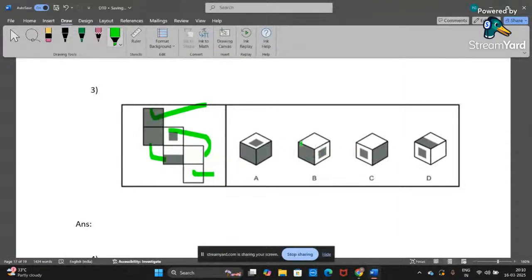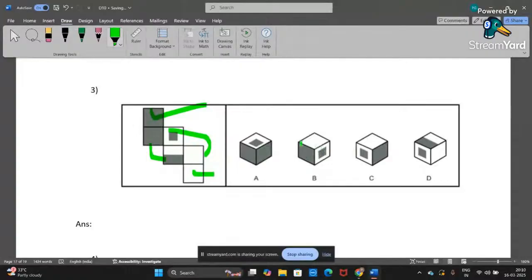See here, when we are folding, this and this face should be next to each other, but here they have given this, so this is not the option. Next we'll check with this option. See, this is connected to this, so it will look like this, and the top one will be this. So this is one of the options. We'll check it out with this.